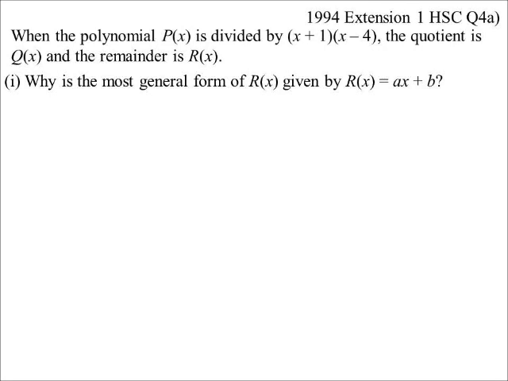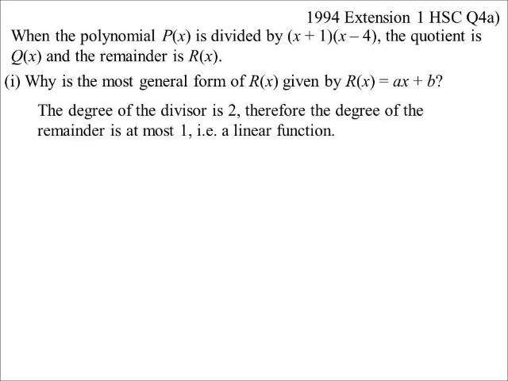Polynomial divided by x plus 1, x minus 4. Quotient qx, remainder rx. Why? Oh, you love these ones, don't you? Where you've got to actually explain rather than do the work. Why is the most general form given by that? And I guess what they're looking for there is something like this. That you know that, hang on, my divisor's degree 2. It's quadratic. Therefore, the highest degree of the remainder must be less than that. So it must be 1. Now, it doesn't necessarily mean that it will be a linear function. It might be a constant. Okay? But it would be the most general form, a linear function.